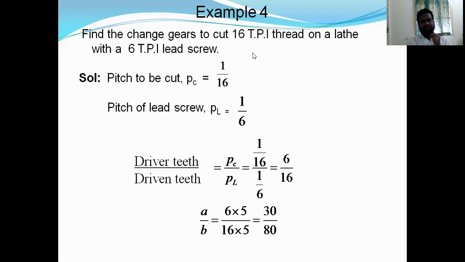Find the change gears to cut 16 threads per inch on the lathe with a 6 threads per inch lead screw. Pitch to be cut PC is 1 by 16. Pitch of lead screw is 1 by 6. Driver teeth by driven teeth is 1 by 16 divided by 1 by 6, that is 6 by 16, A by B. 6 by 16, we can multiply both by 5 by 5, so we get 30 by 80. So these are the teeth we need to cut 16 threads on the workpiece.